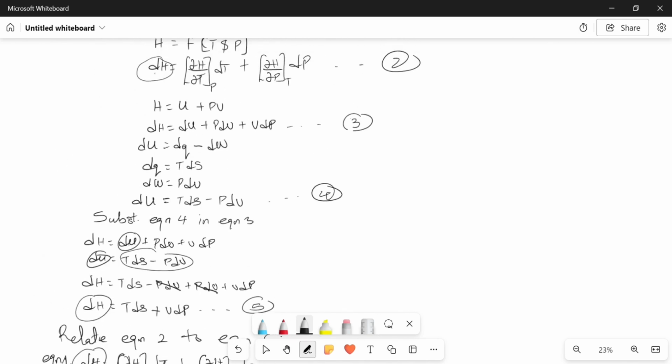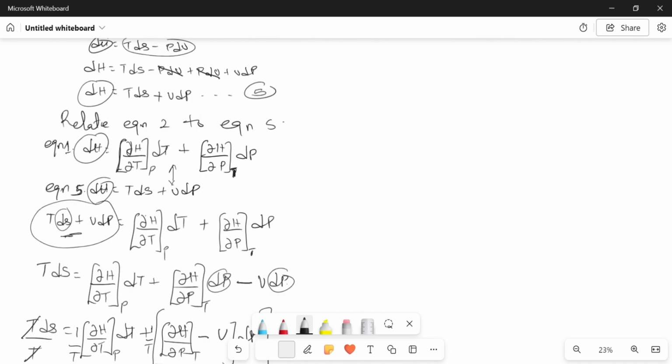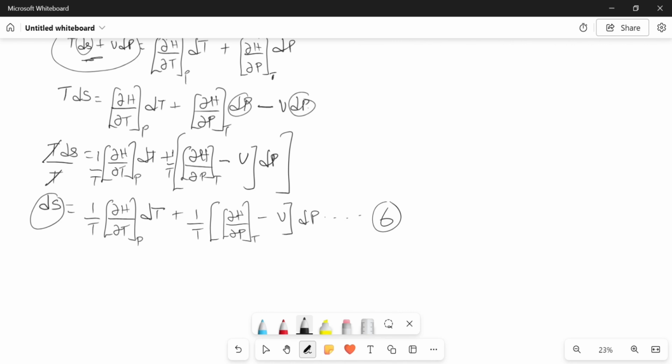Now what does equation 1 state? Let's go back to equation 1. Equation 1 says s is equal to what we can see here. Since I have ds there, I can relate both. So let's relate equation 6 to equation 1.